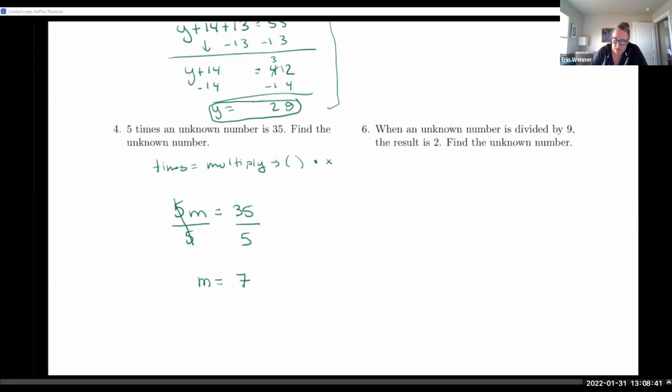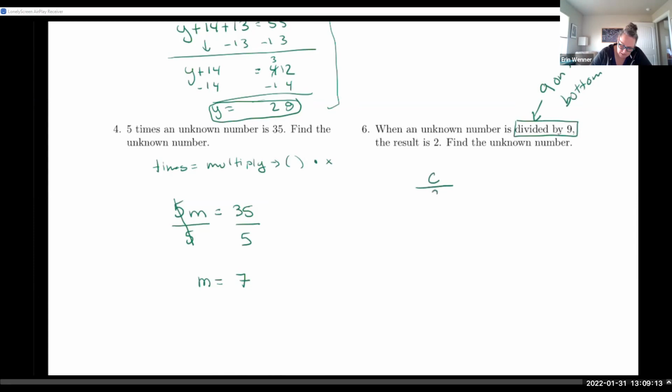So number 6 says when an unknown number is divided by 9. So, an unknown number divided by 9. So this part right here means 9 on the bottom because we're dividing by 9. So the value that comes after the word divided by is what goes in your denominator, meaning unknown number, let's call it, I don't know, C.